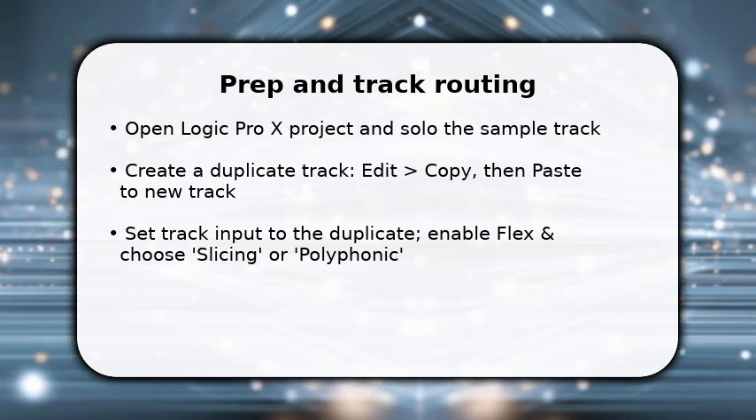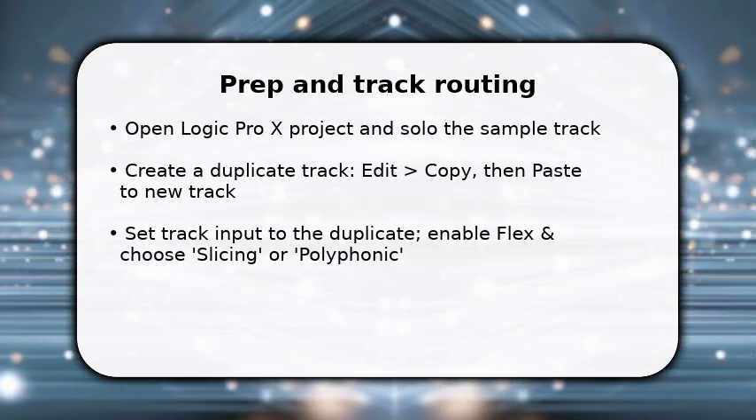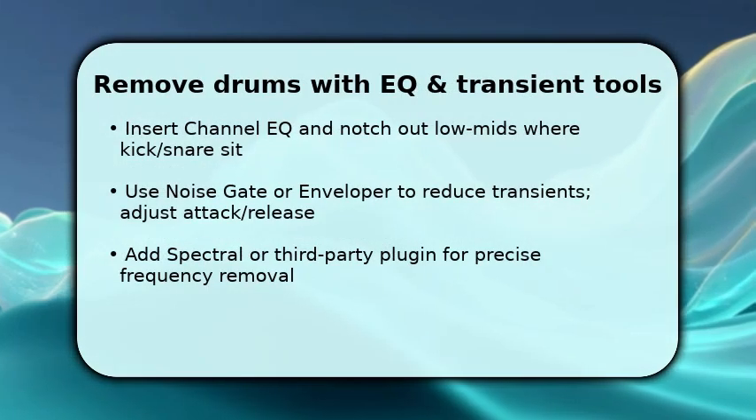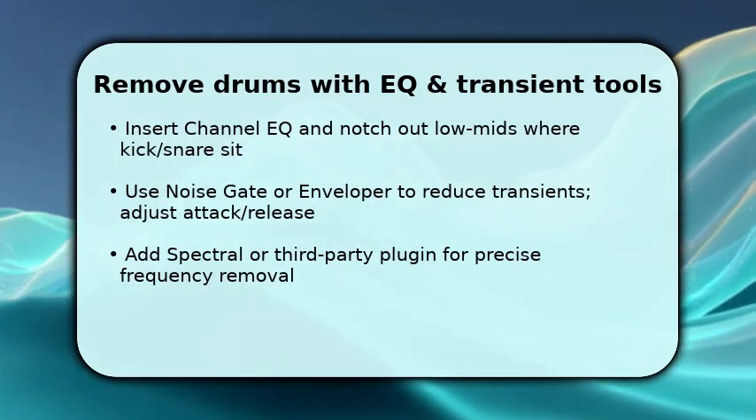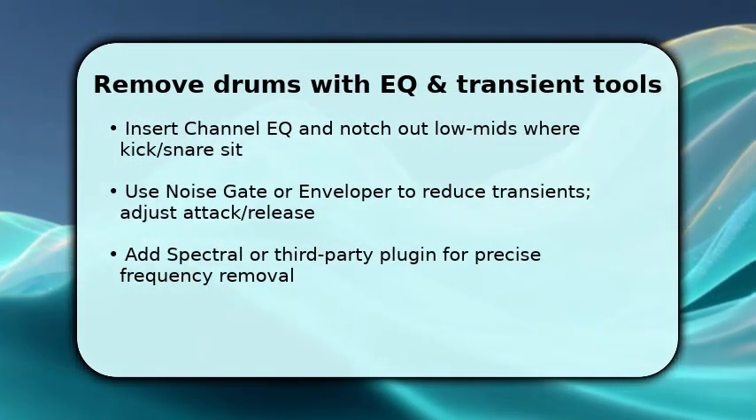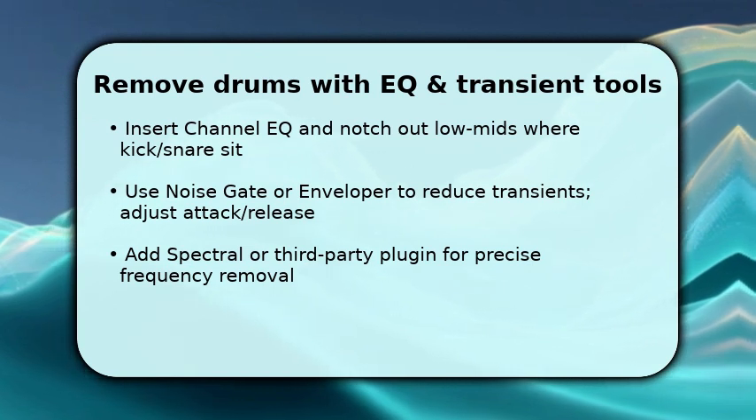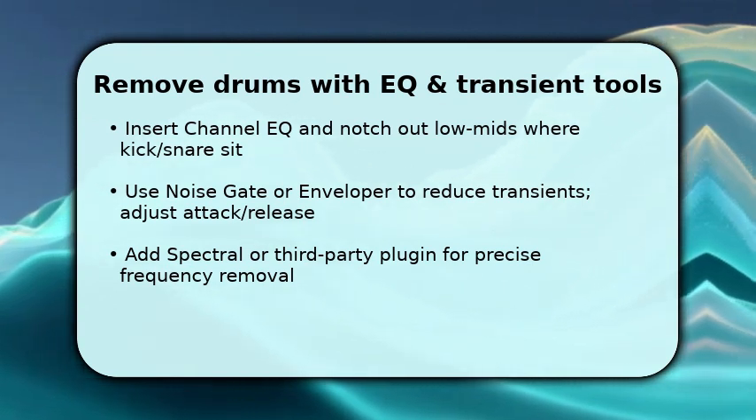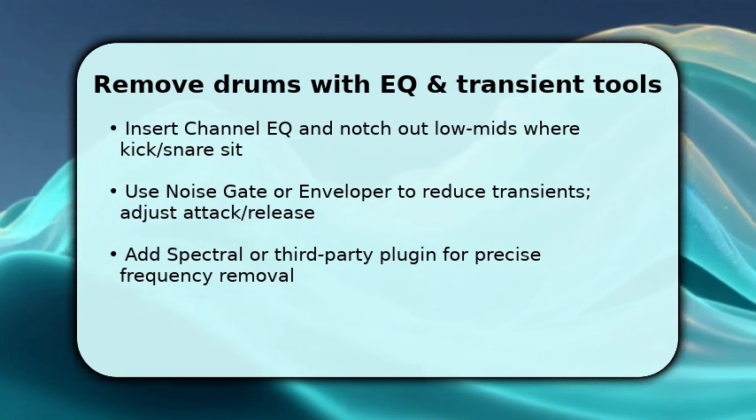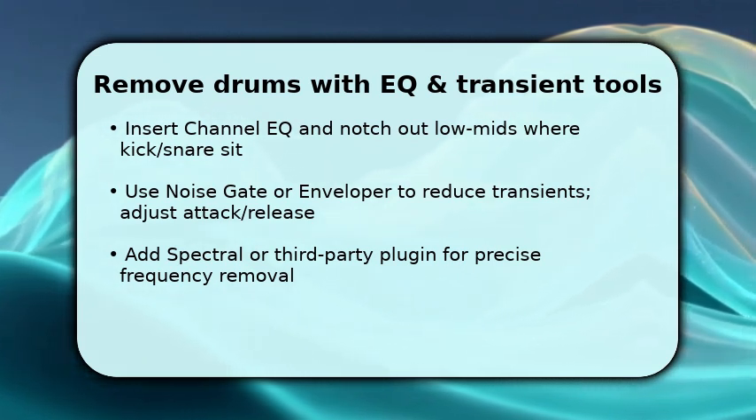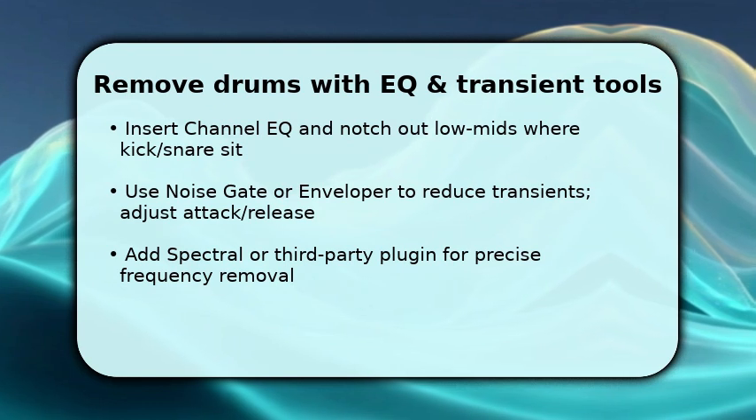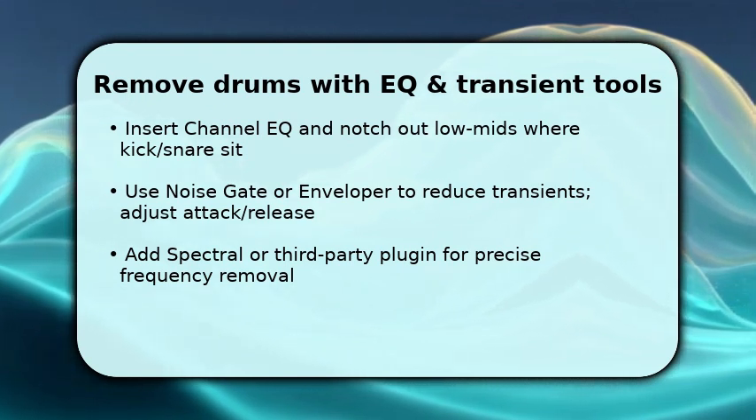Use channel EQ to sweep and find kick and snare frequencies, then apply narrow cuts, make small gains, and listen. Add a noise gate or enveloper to suppress sharp transients, faster attack, moderate release, so drum hits lose punch. If artifacts persist, use Logic's built-in strip silence or a spectral editor plugin to surgically attenuate drum hits.